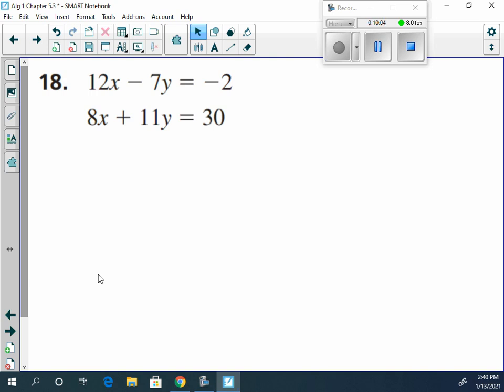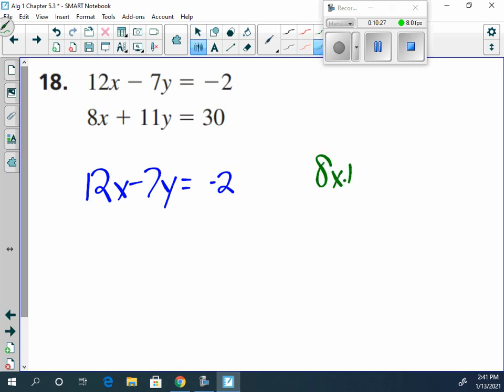Now, we could go through the factors of 7 and 11 and try to see which one's going to be the first, or kind of nice one that would work out, yes? Another method that will work is that I'm going to take the first equation, 12x minus 7y equals negative 2. I'm going to write it down. I'm going to take the other equation, 8x plus 11y equals 30. Okay? So I have these two here.